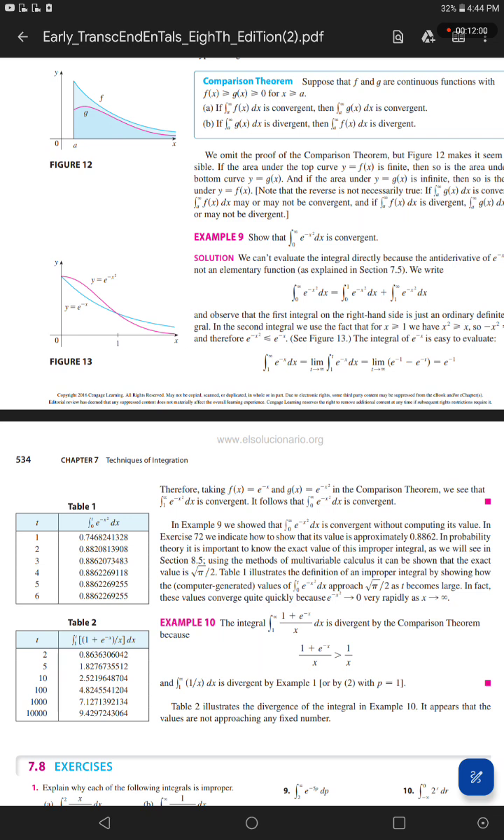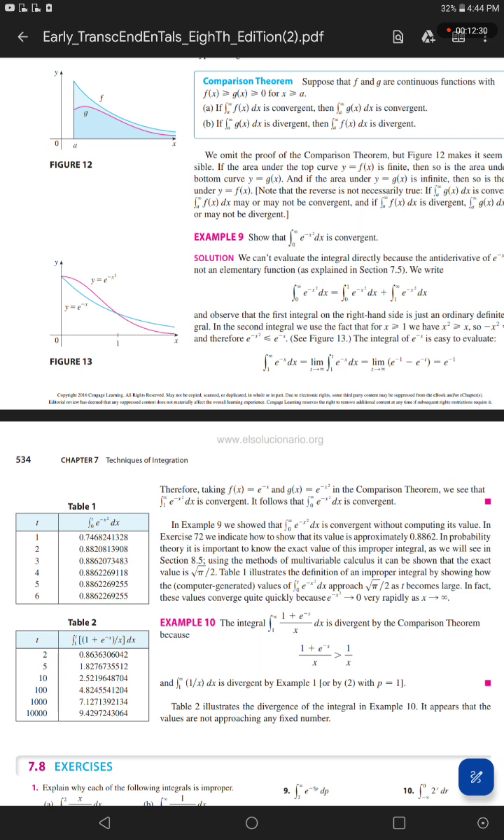Also see table 2, column t, and the column the integral from 1 to t of (1 minus e to the power negative x) over x dx. And the t is 2, 5, 10, 100, 1,000, and 10,000. Back to the text.